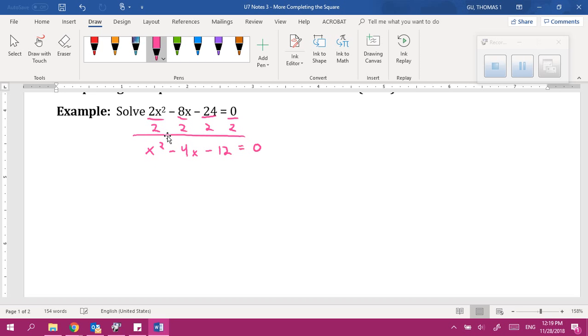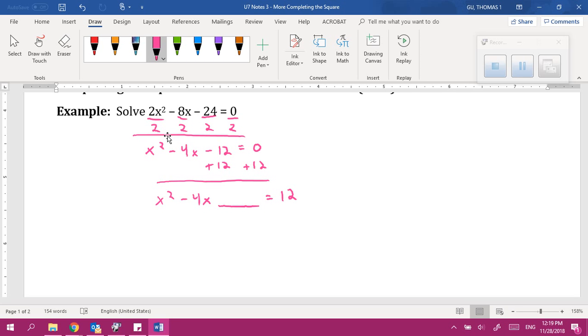That's right. So now once we've done that, now it's just a normal solve with this completing the square kind of problem. So what would I do then? Add the 12, right, because we want that empty space there for completing the square. If I add 12 to both sides, it's going to leave me with x squared minus 4x, and then we want to leave that space there, equals 12, that's right.